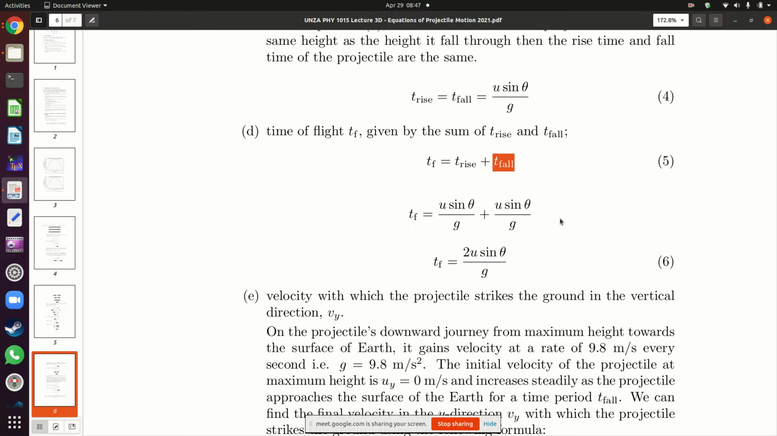Why is this important? It is important because sometimes you're given a question, and in that question you are told that this projectile flew for this amount of time. So in that particular question, you are given the flight time, and then you are asked to find maybe with what velocity or at what angle this projectile was fired.